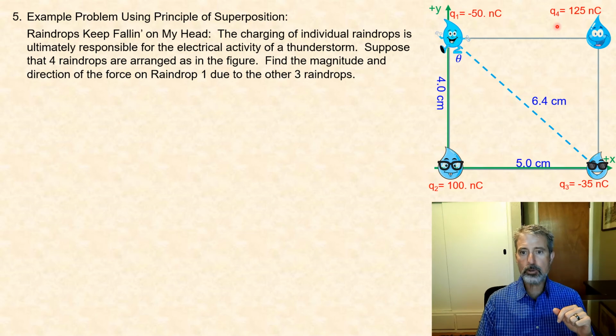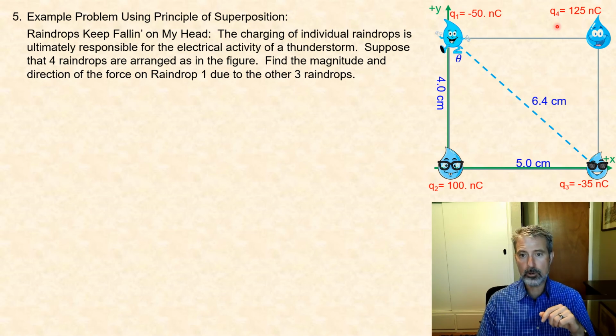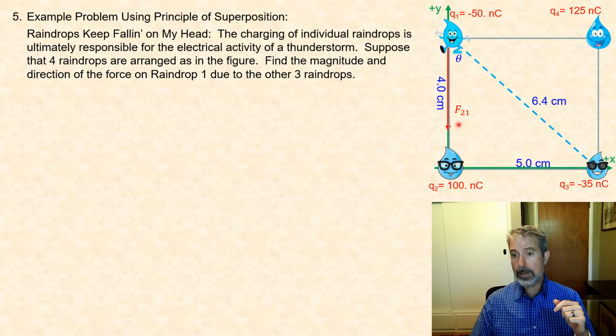We're asked to find the magnitude and direction of the force on raindrop 1 due to the other 3 raindrops. So we will start by sketching in these vectors and applying Coulomb's law. Here we have F sub 2(1), using our force notation. This is the force that raindrop 2 exerts on raindrop 1.